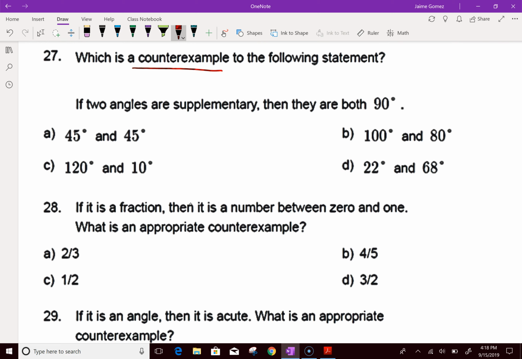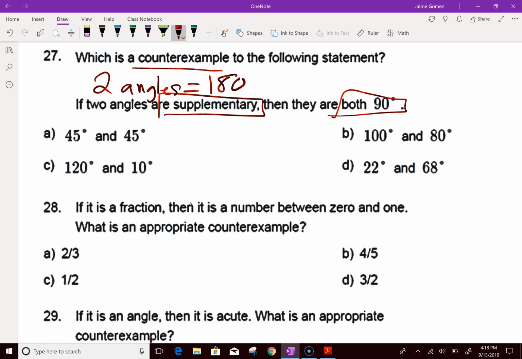What is a counterexample to the statement? If two angles are supplementary, then they are both 90. Supplementary means that you have two angles that equal 180. So then 90 plus 90 is 180, right? Correct. But do they have to be 90 and 90? No. Well, let's find out.